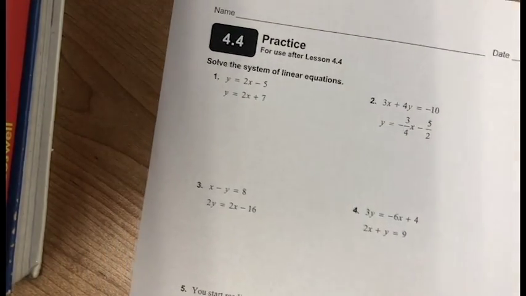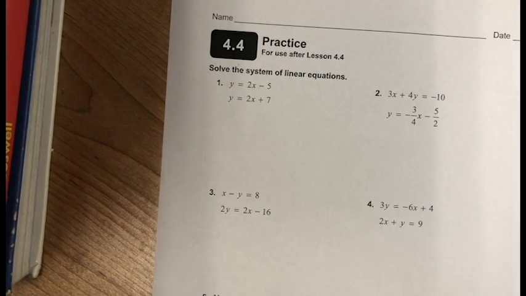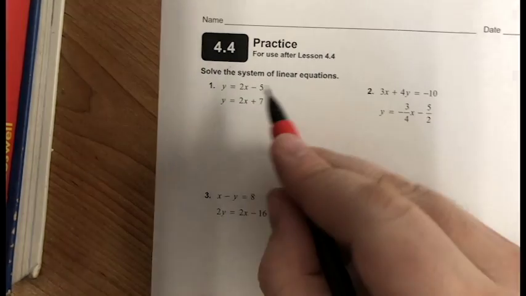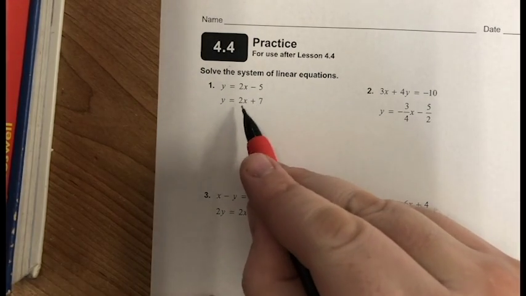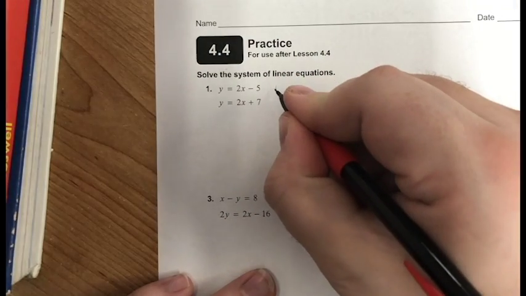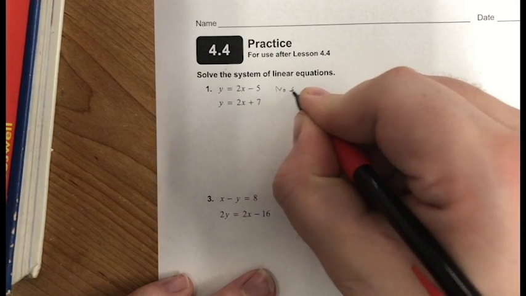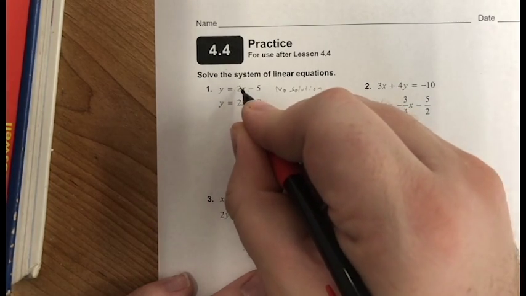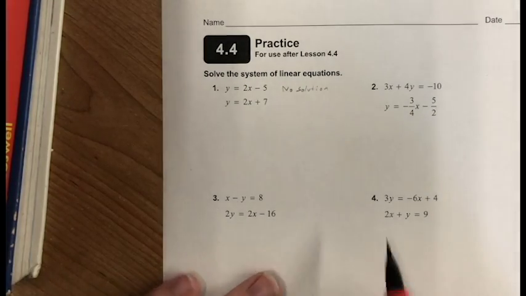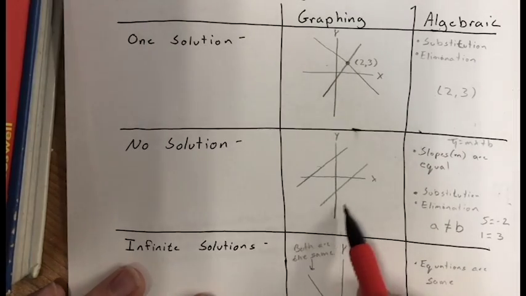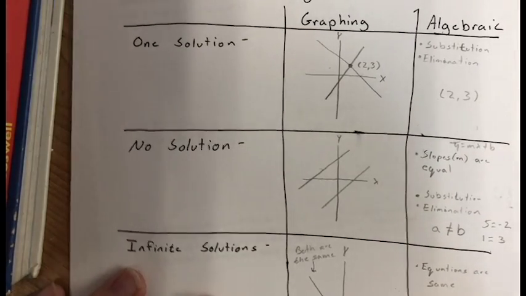So right off the bat, let's look at number 1. It's already in mx plus b format, slope-intercept form, and right off the bat, let me tell you what I see. The slope of this guy is 2, and the slope of this guy is 2. So right off the bat, I can tell you for a fact that there is no solution for this problem because these two lines have the exact same slope. Therefore, if I were to graph it, it would look very much like this. It would be a parallel set of lines.